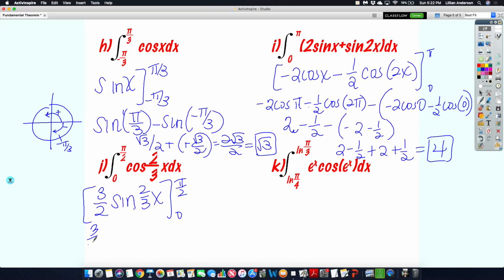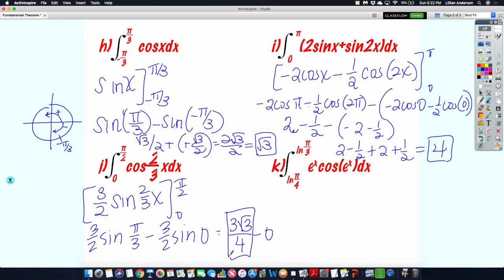So then when I plug it in, it's 3 over 2 sine of, this will turn into pi over 3 once I plug in pi over 2, and then minus 3 over 2 sine of, well, that'll still be 0. The sine of pi over 3 is the square root of 3 over 2. This becomes 3 times the square root of 3 over 4 minus 0. And so then our final answer is just 3 square root of 3 over 4.